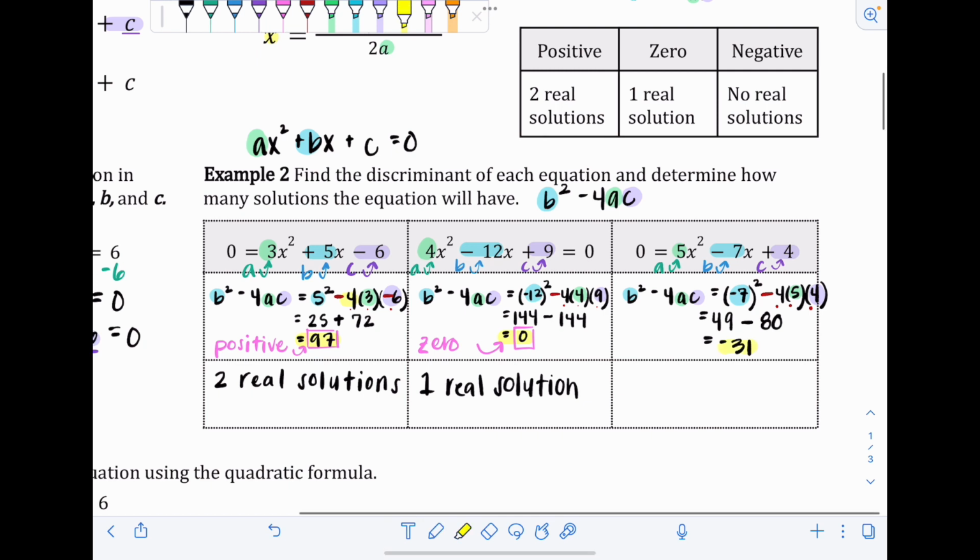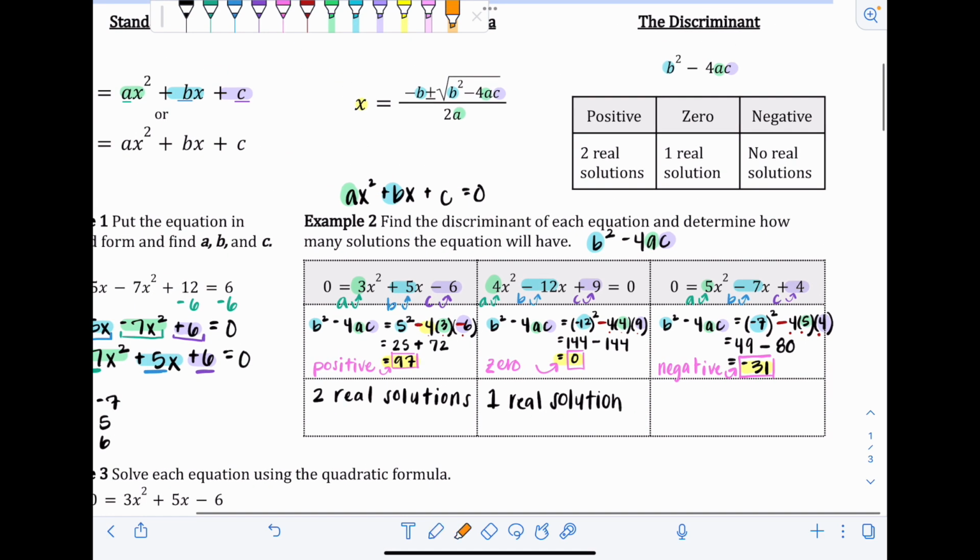So we found our discriminant, it was negative 31. Again, that's not the solution to the problem. It's not what x would make this equation work. It's just the discriminant, which tells us how many solutions there will be. So this was a negative number. So if we go up to this table, whenever there's a negative discriminant, it means there's no real solutions.